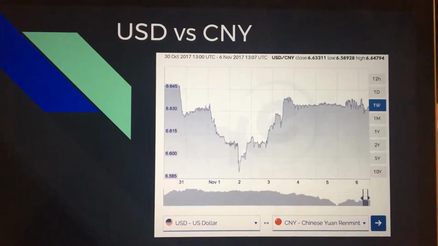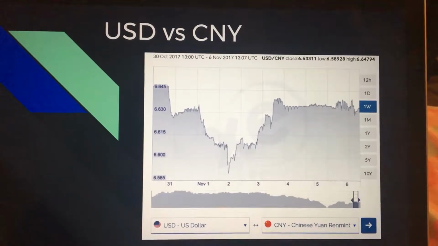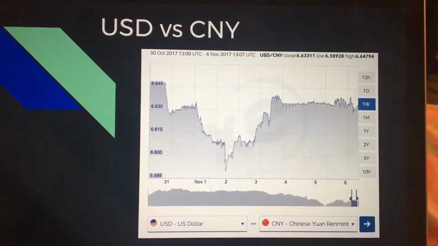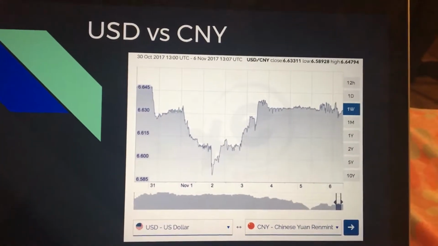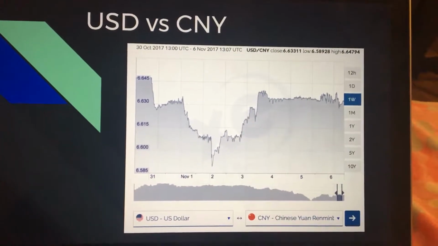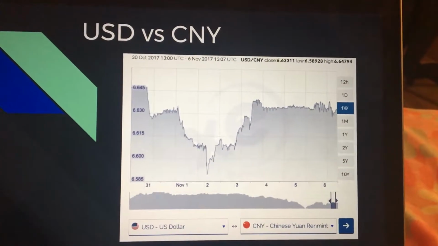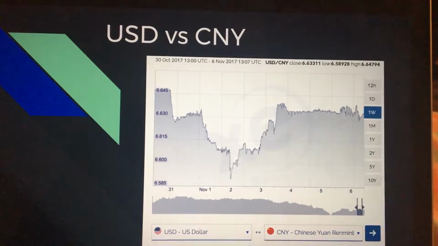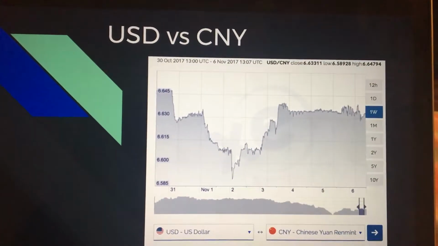Now, this is what our article is about. The US dollar versus the Chinese yuan. This is over the last week. So you may be wondering, but China's a fixed exchange rate regime. Why is it changing? China's yuan is mostly fixed. However, it is able to fluctuate a little bit.